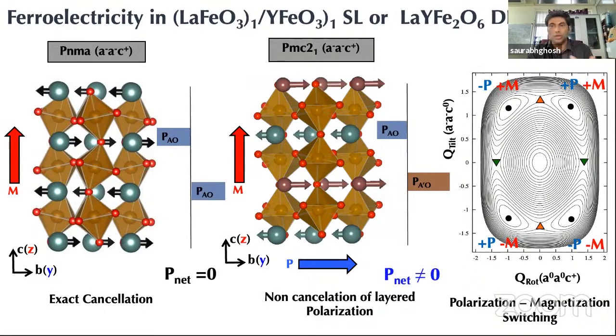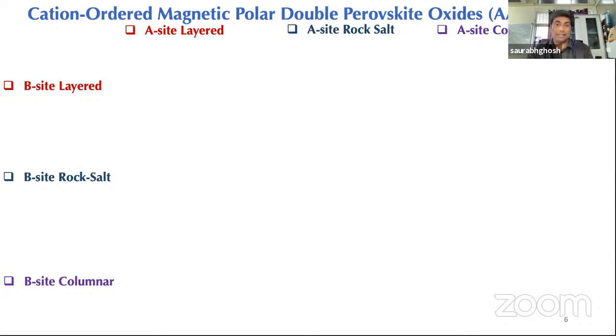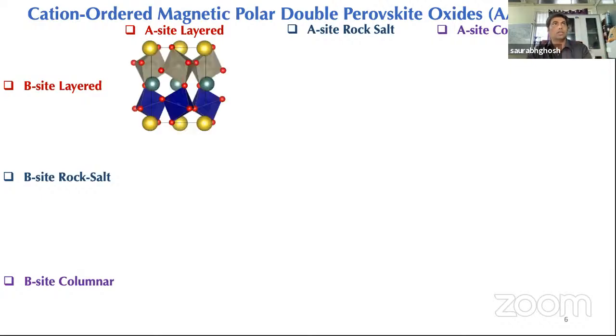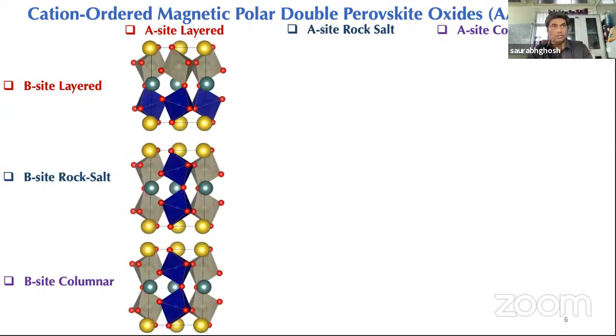So you can understand, if you invoke double perovskites, and we can design materials where we have a perfect A-site cation ordering, then you can design new multiferroic materials. And that is the motivation of the present work. So with that, now there is a challenge. If you are talking about double perovskites, then you have two sublattices, A sublattice and B sublattice. A sublattice can be ordered in 3 different ways, like layered, rock-salt, and columnar. And B sublattice also can order in 3 different ways: layered, columnar, and rock-salt. So you have a total of 9 different possibilities.